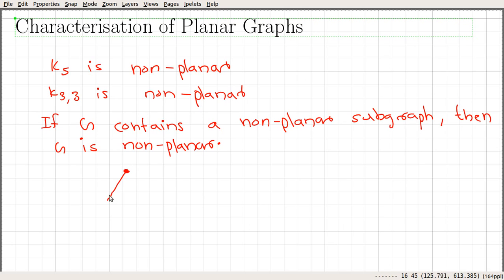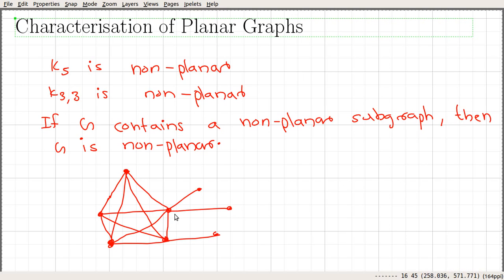For example, suppose that we have a graph which looks something like a K5. Here we have our K5, and suppose that we add, say, 3 more vertices and these edges to this graph. We can see that this graph is not a K5, but we have a K5 which occurs as a subgraph of this particular graph. Let me call this graph G.